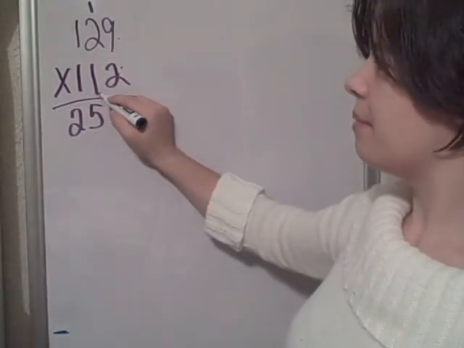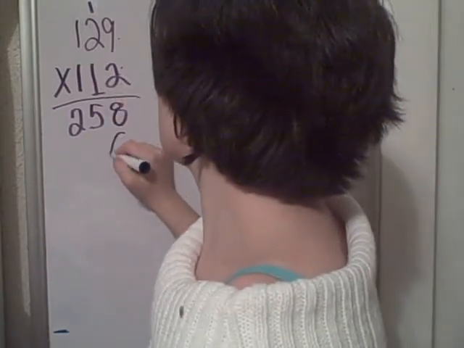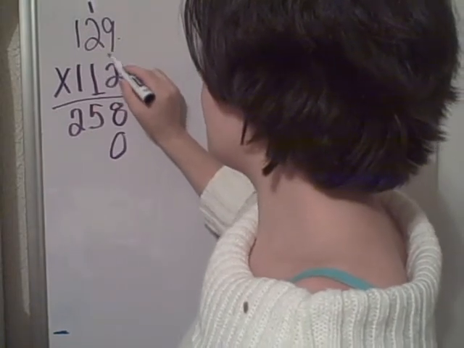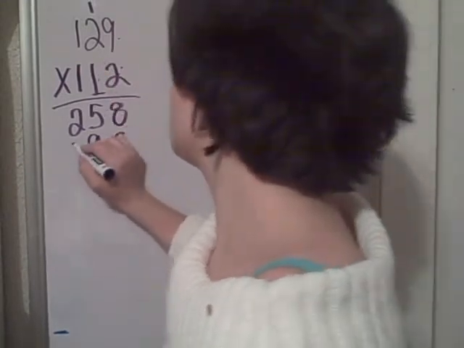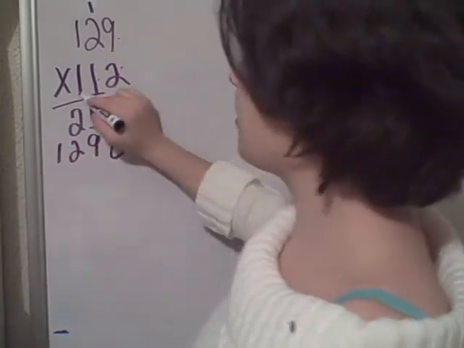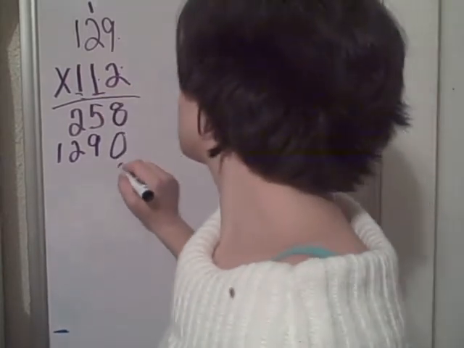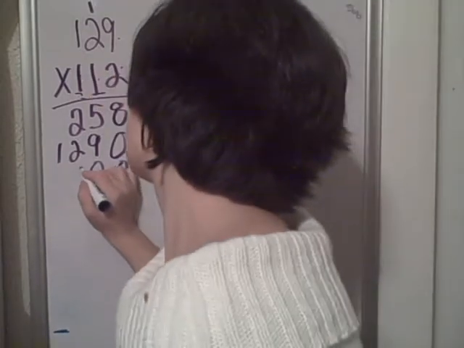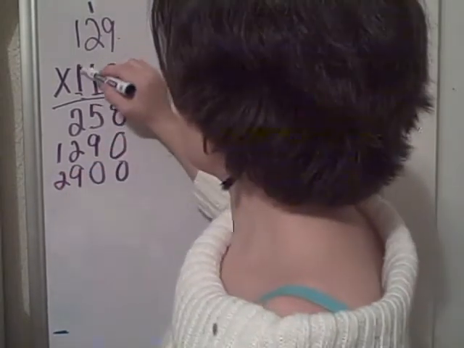Then we're going to multiply by the tens digit, which is a 1 there. So we have to put our 0 because we're multiplying by 10. Then we do 9 times 1, we get 9. And we do 1 times 2 is 2. And 1 times 1 is 1. Now we have to multiply by the hundreds column. For that, we have to put 2 zeros down. Then 1 times 9 is 9. 1 times 2 is 2. And 1 times 1 is 1.